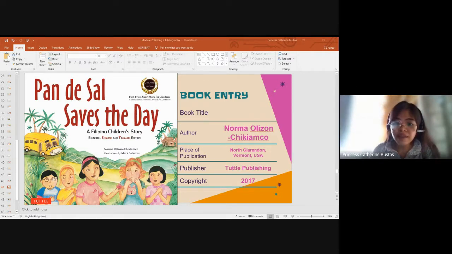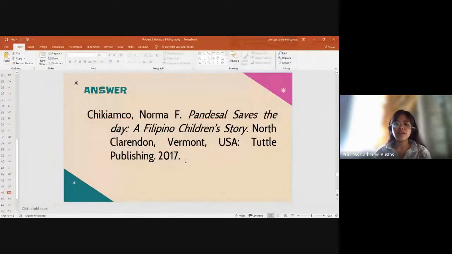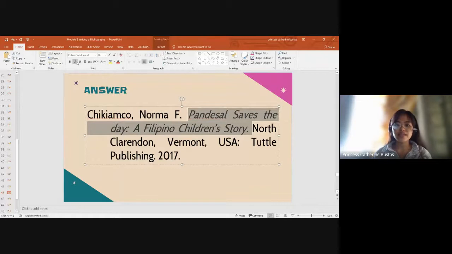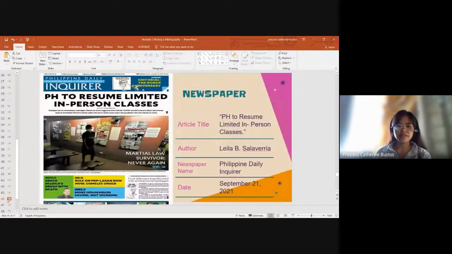Period. Then lastly, we have the copyright 2017. I hope you got it correctly like this one. Okay, and as you can see, your title should be italicized. Like that. Then your punctuation mark there, another punctuation mark there, period. Let's continue with the next entry.